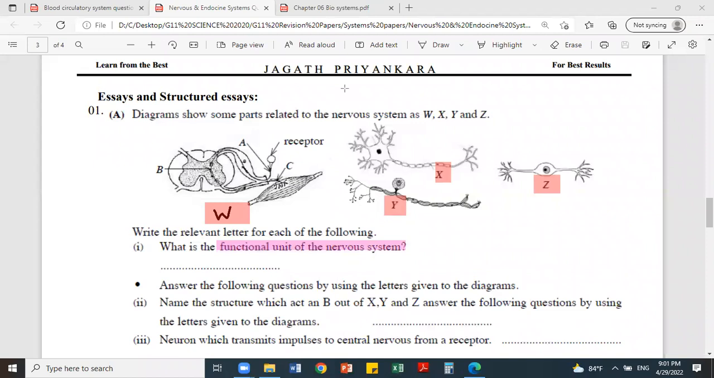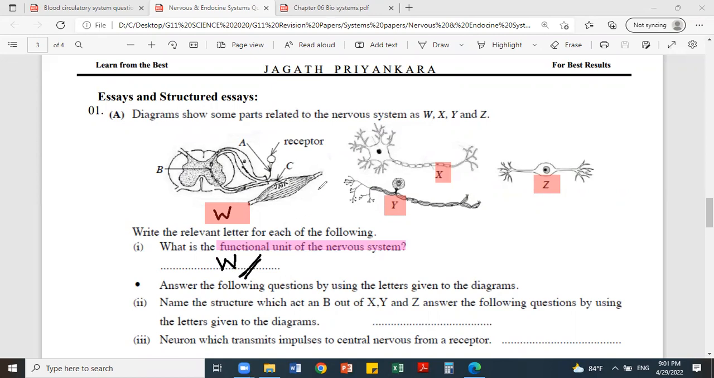Any volunteers? I'll ask the answer from Dasula, Tarushi, Rohini, Ronita, Kavit. W. Yeah, it's W. Very good, the answer is W. One letter answer, W. Very good.